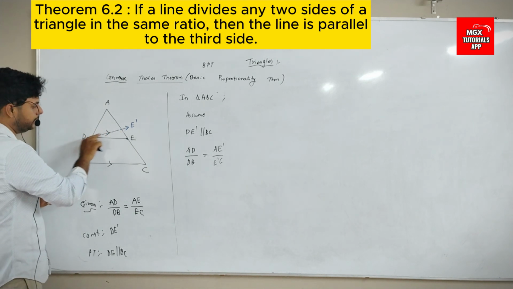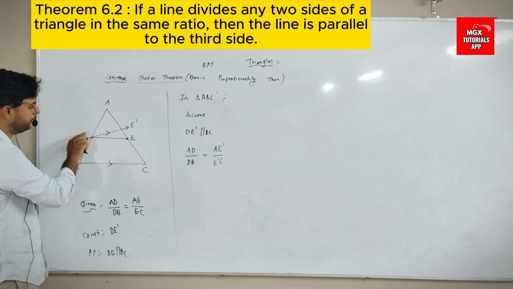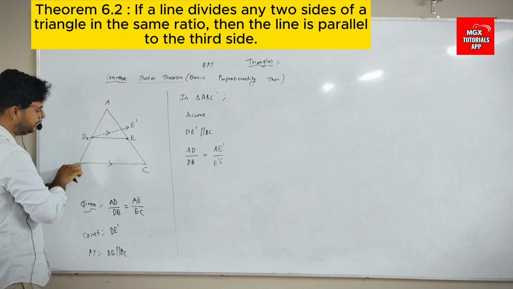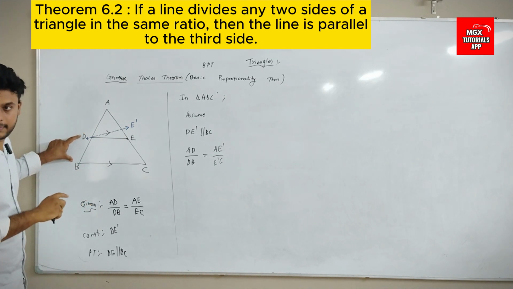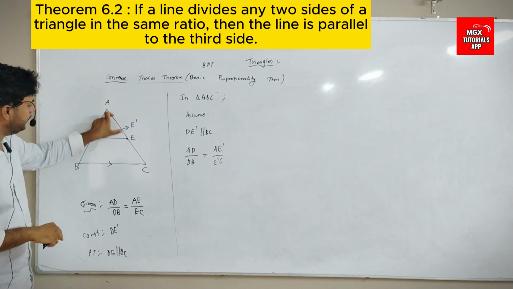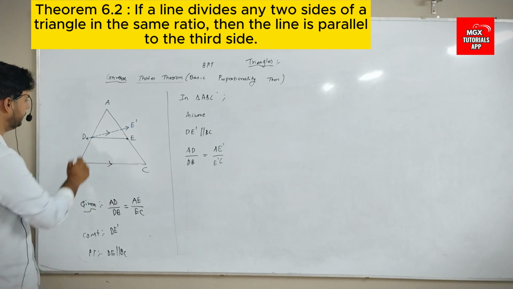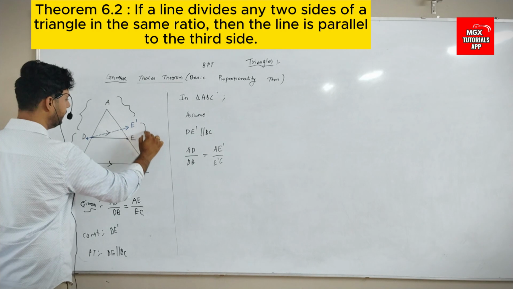DE dash is parallel to BC. Think of this as a straight line. If this is parallel to this, then AD by DB will be equal to AE dash by E dash C. See here, AD by DB will be equal to AE dash by E dash C.